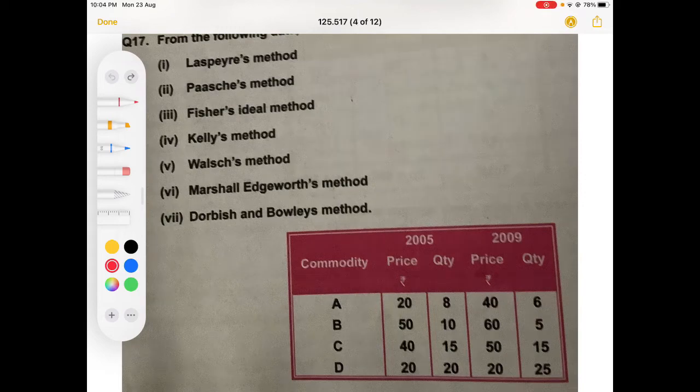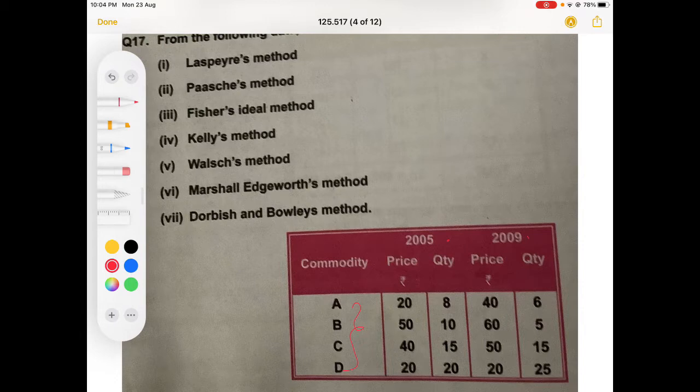Good morning, students. We'll now learn how to calculate index numbers. In this question, we are given the prices and quantities of two years, 2005 and 2009, for four commodities. Given these prices and quantities, we are asked to calculate seven different index numbers.